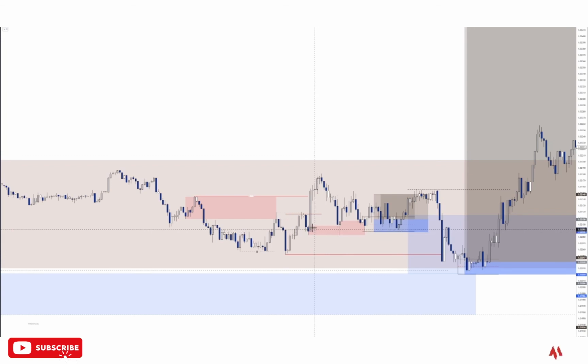Price ended up reacting from this demand zone over here, which caused a change of character, 1 minute confirming this demand zone. So we waited patiently for price to get into our demand zone. I was actually cautious of this zone because we were also forming equal lows below this demand zone over here.